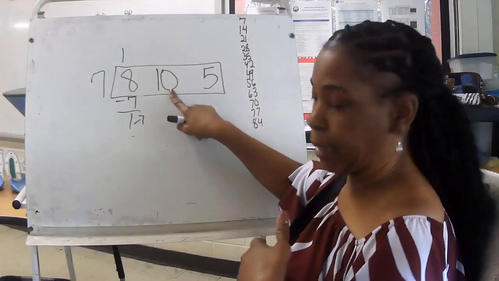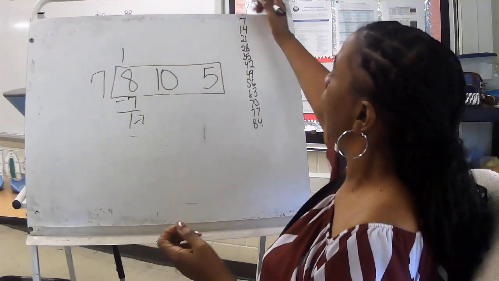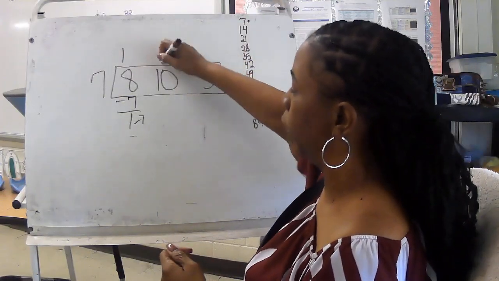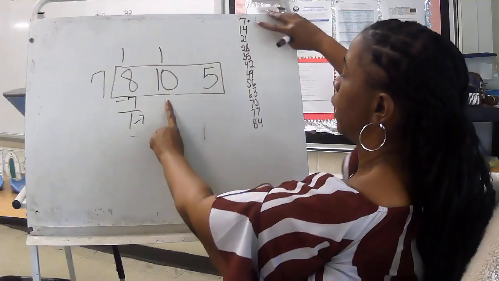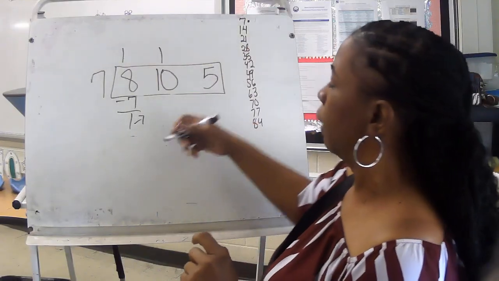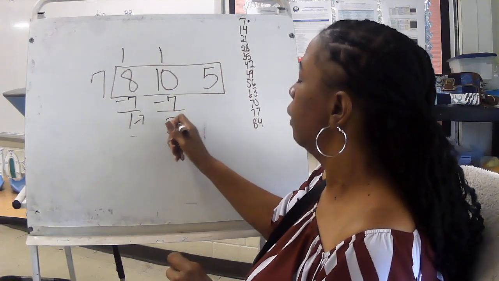We cannot pass 10 on our multiples. So where can I go to get close to 10 without going over 10? That's 7 again. So how many multiples did we go down? We went down 1. Is the 10 and the digit with the dot the same number? It is not, so we subtract. Good job. That gives us 3.